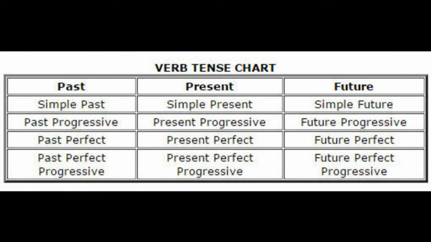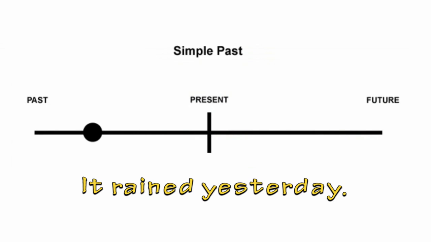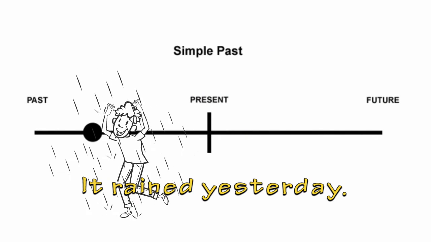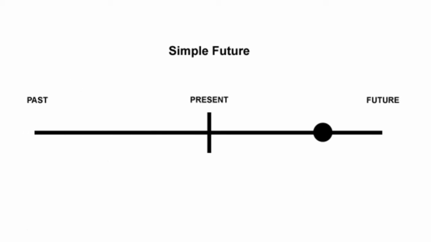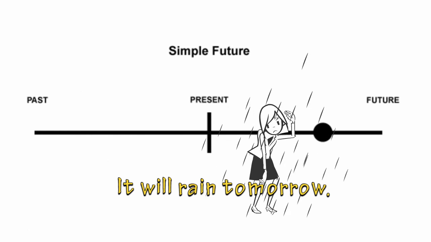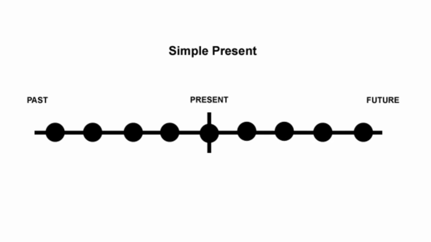In general, simple means that something happened at a point in time. Simple past means something happened at one point in the past and it ended. For example, it rained yesterday. The rain started and ended yesterday. Simple future means that at one point in the future something will happen. For example, it will rain tomorrow. We don't know if the rain will end tomorrow, but we know that it will start at some point tomorrow.